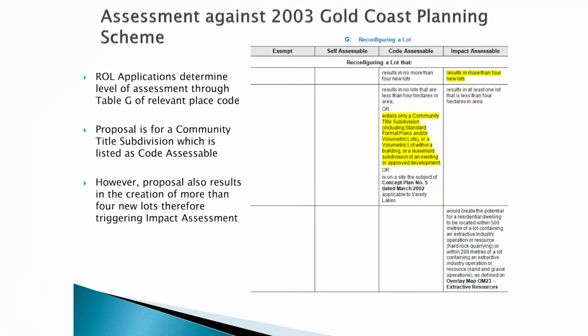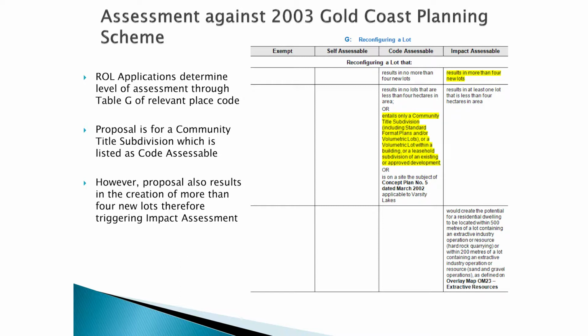Right, we have the table of assessment, which is G. Under our tables of assessment, I think they're A, B, C, D, E, F and G. Because this is a reconfiguring of a lot, we go to table of assessment G to help us with what the level of assessment is.